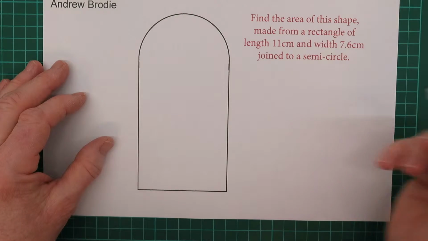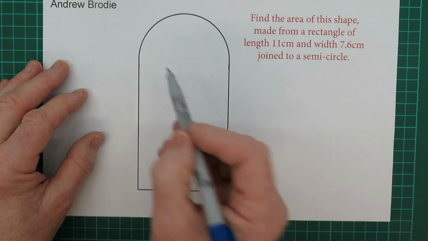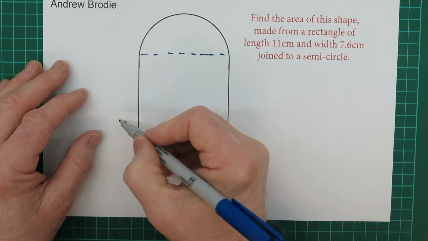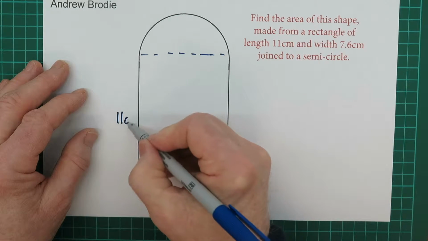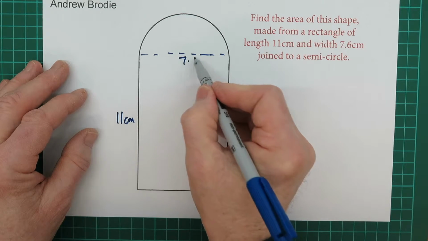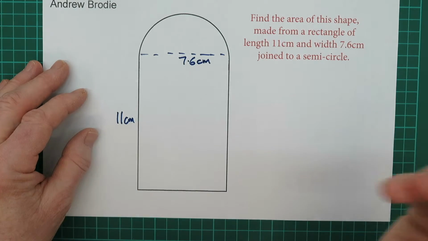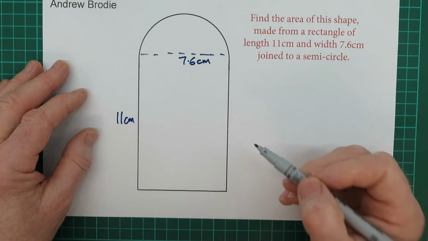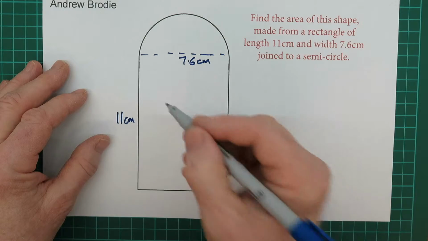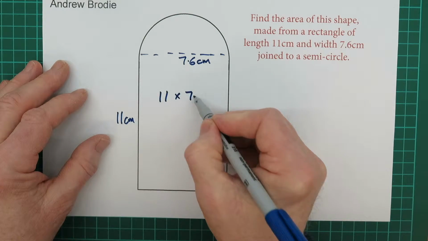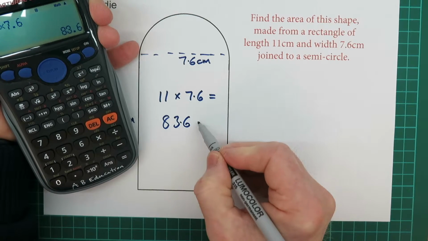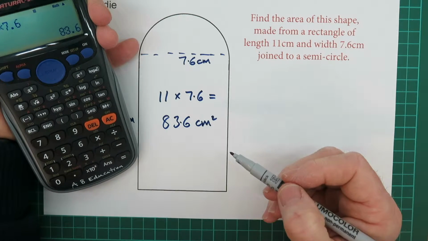You may be given a question like this one. If we draw a rough line across there, we know that we've got a rectangle here which is 11 centimeters in length and 7.6 centimeters wide. Now we need the area of the whole shape, so we're going to do it in two parts. First of all, we'll find the area of the rectangle, so that's 11 times 7.6, and that comes out as 83.6 square centimeters. That's the rectangle.